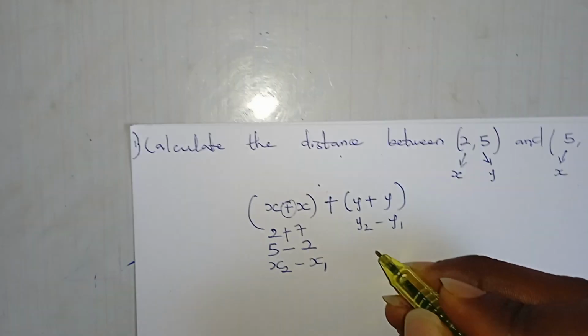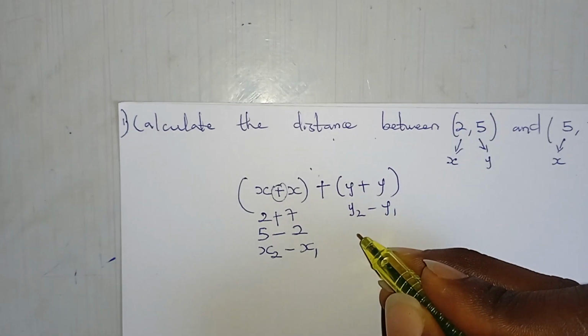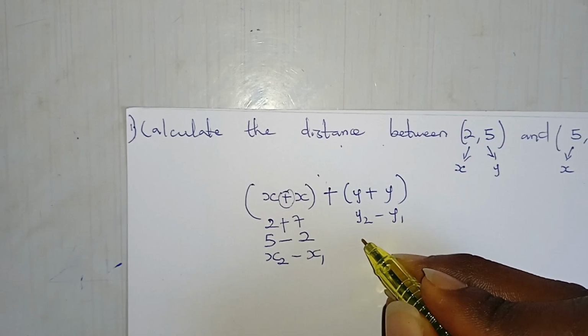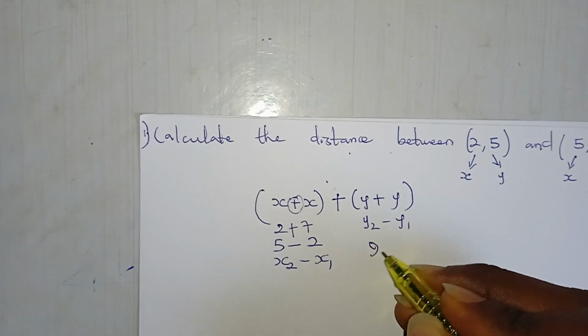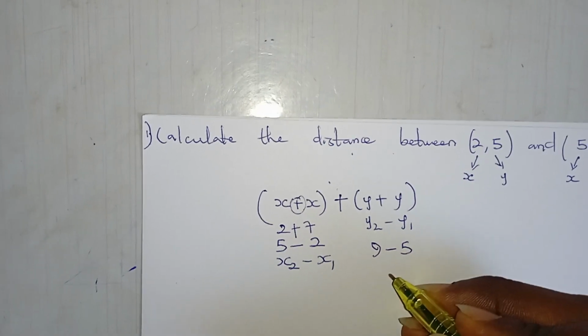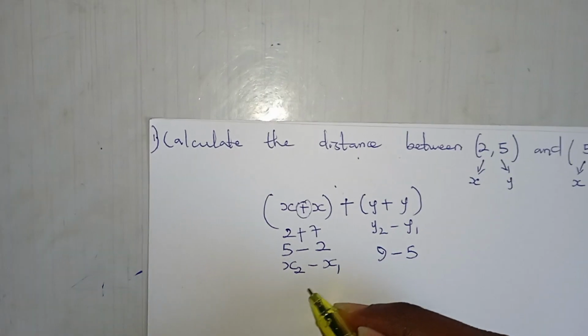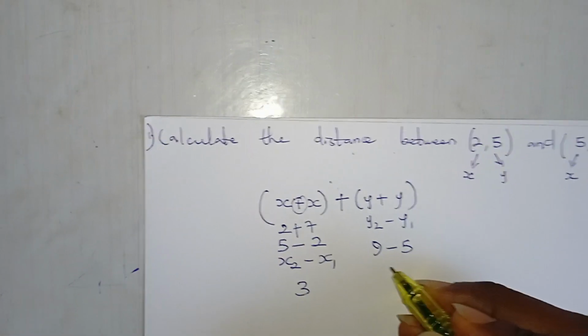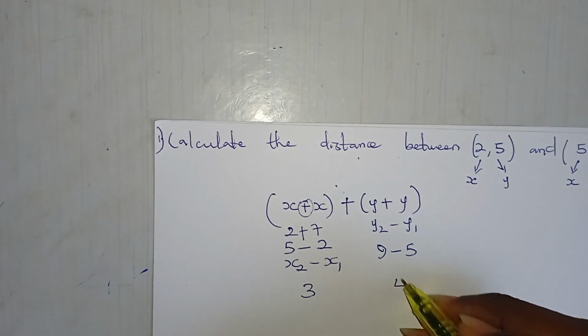So instead of doing it the way you could have done it in maths, this is now how you go about it. So that this becomes 9 minus 5. So when you do the maths, this will give you 3. And this will give you 4.